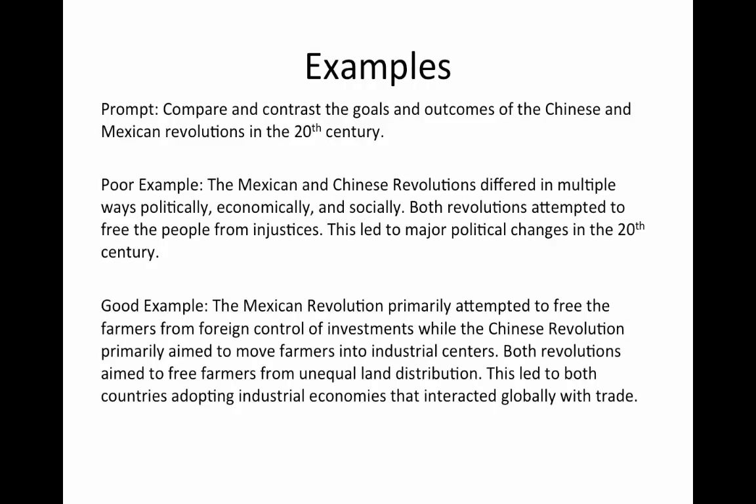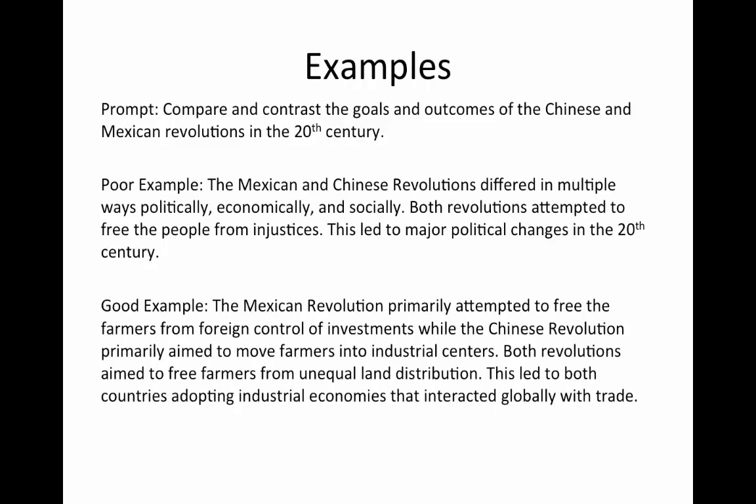Let's look off of the prompt that we started with at the beginning of the year. Compare and contrast the goals and outcomes of the Chinese and Mexican revolutions in the 20th century. Now here's a poor example of a thesis statement that I wouldn't want you to do, and I want to talk about why it's a poor example. The Mexican and Chinese revolutions differed in multiple ways politically, economically, and socially. Both revolutions attempted to free the people from injustices. This led to major political changes in the 20th century.